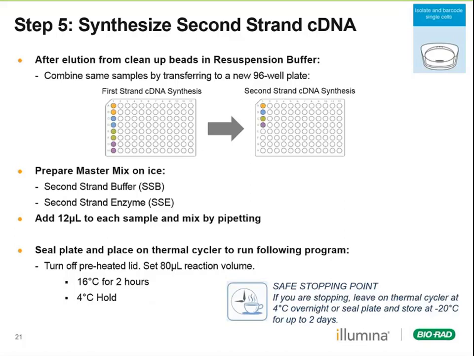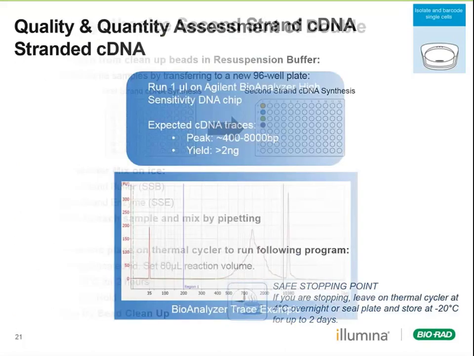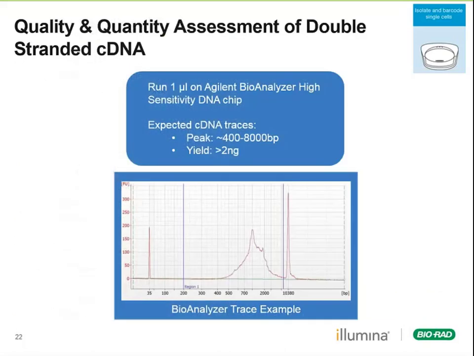This is the end of day 1, and this is a safe stopping point. So once you've started the protocol, you have the first option of leaving it on the thermocycler at 4 degrees overnight, or you can seal the plate and store it at -20 for up to 2 days. We're going to start day 2 when we come back by doing a bead cleanup. Now we have double-stranded cDNA and we've finished day 1 of the protocol.